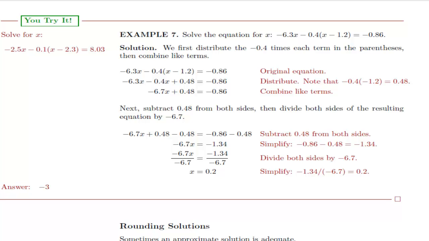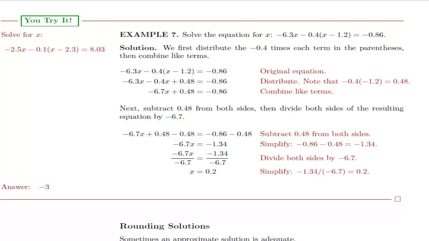So we have negative 0.4 times x is negative 0.4x, and negative 0.4 times a negative 1.2 is a positive 0.48. We'll combine like terms on the left. Negative 6.3x minus 0.4x is a negative 6.7x.